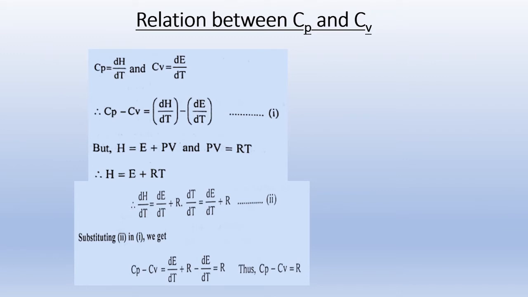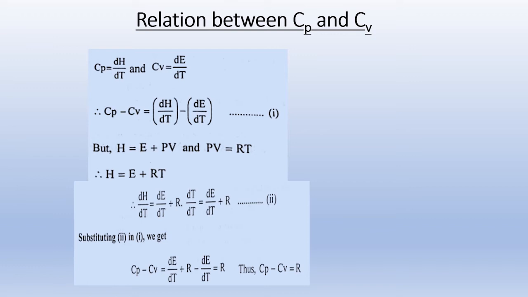Here we can see the relation between Cp and Cv. The Cp and Cv are related by the famous Mayer's relation, that is Cp minus Cv equals R. Let's see how that derivation comes. We know the equation for Cp is dH by dT and that of Cv is dE by dT.